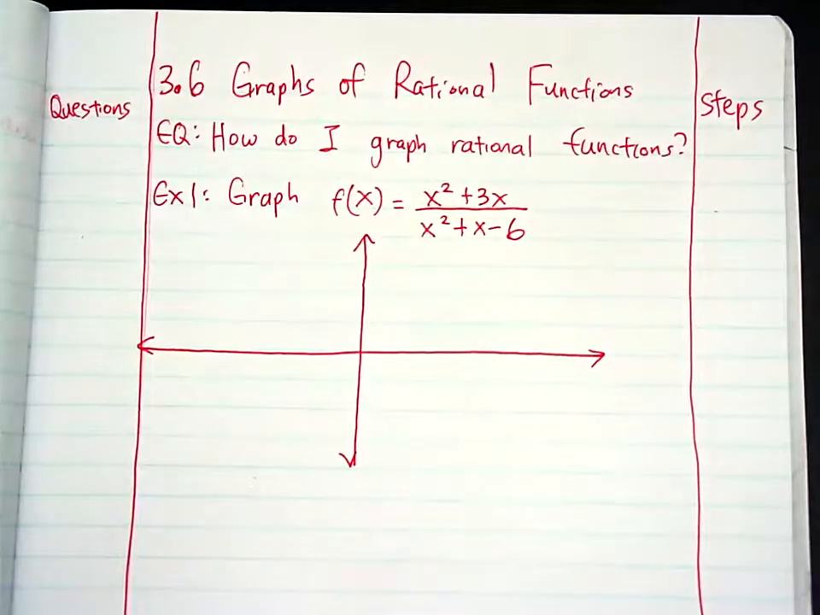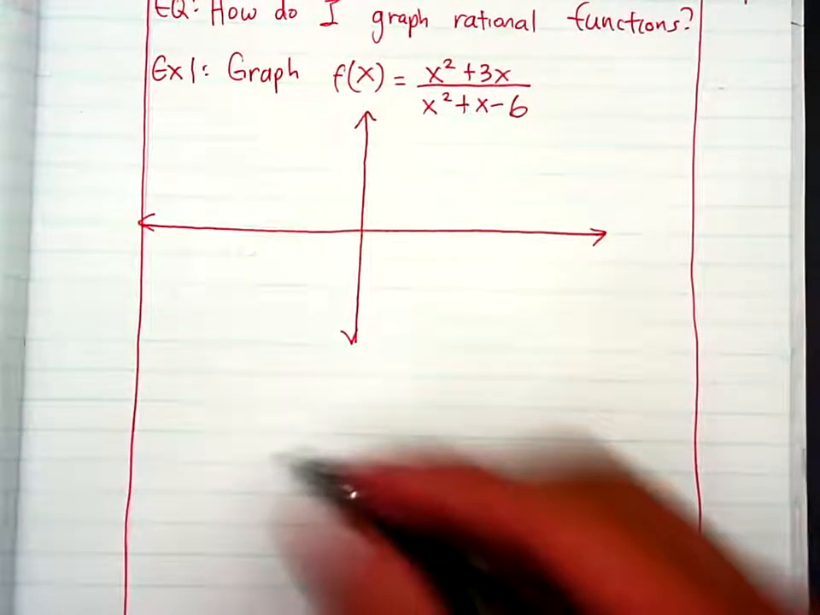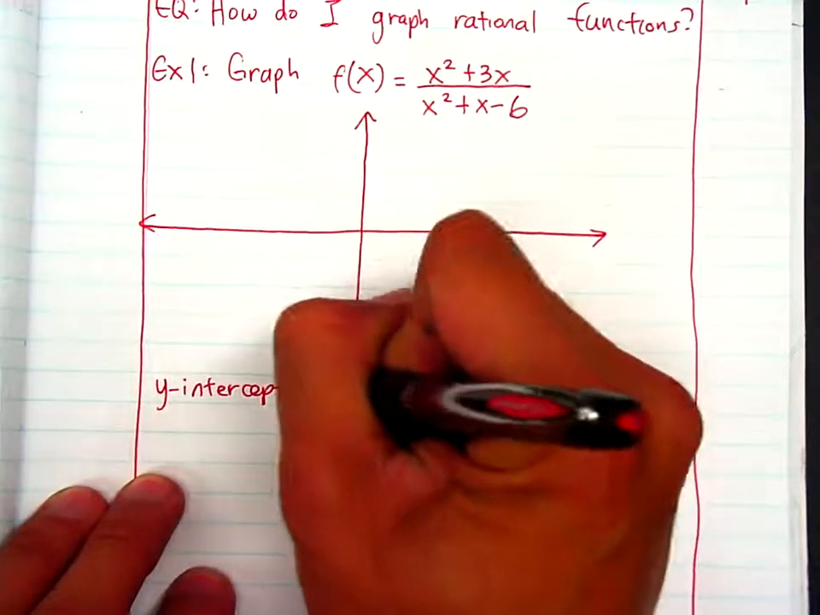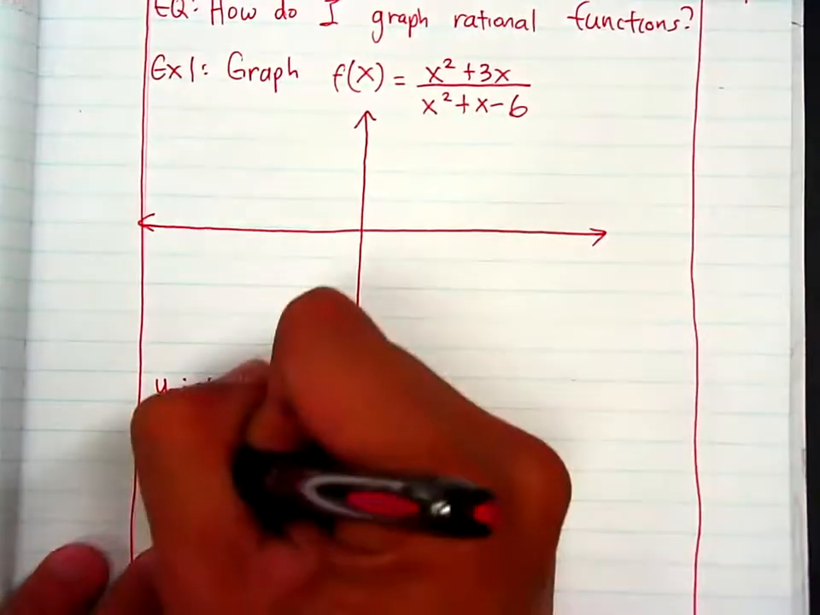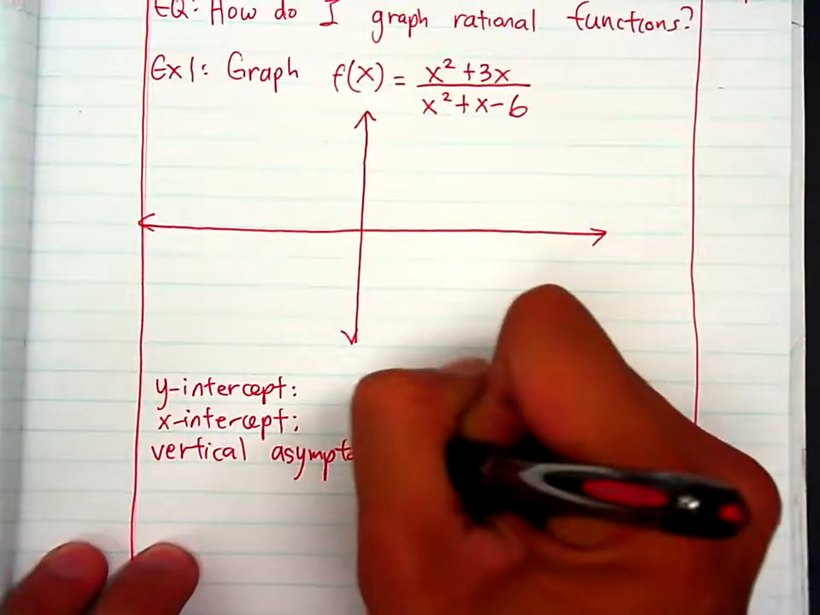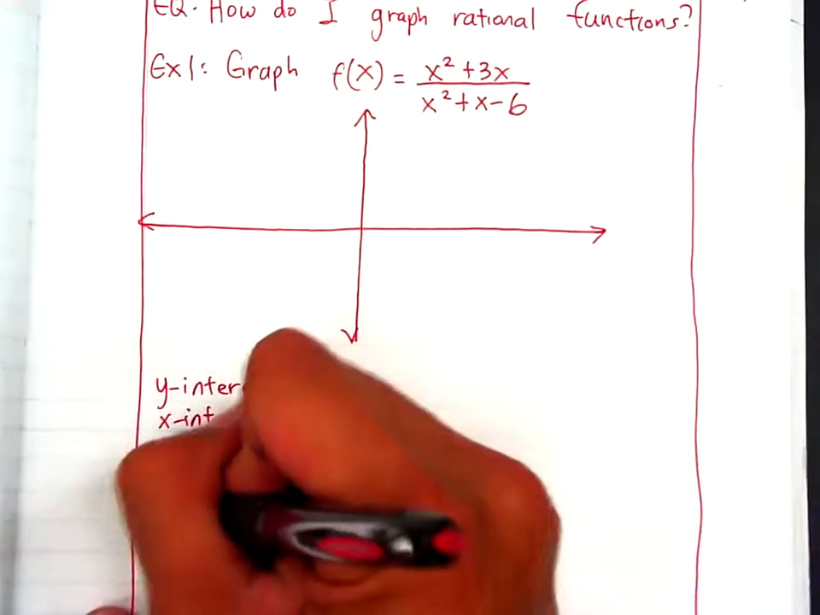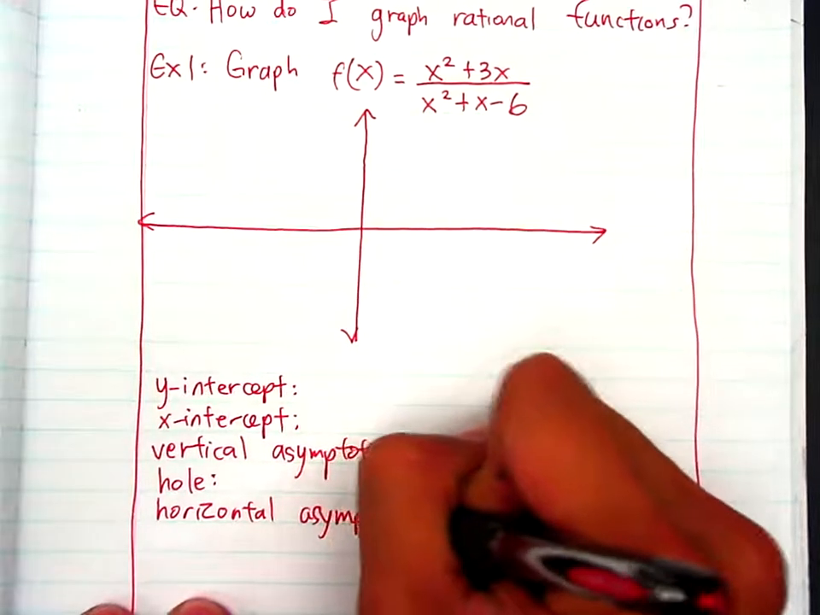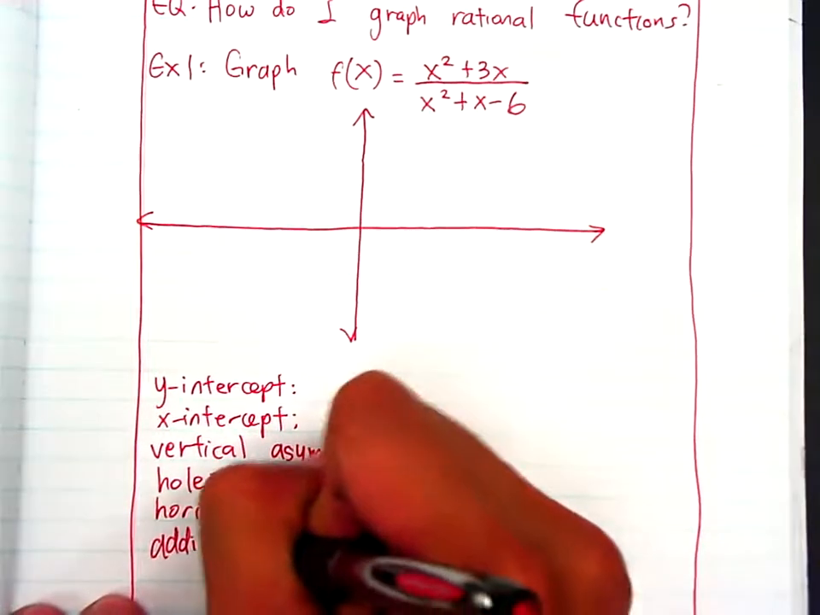And then the next thing I want to do is list all the critical elements of a rational function. So here are the critical elements. I want a y-intercept, if any. I want an x-intercept, any vertical asymptotes, holes, and horizontal asymptotes, and the last thing is just any additional points. And I'll go through how to find each one.